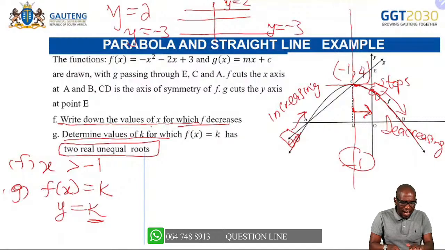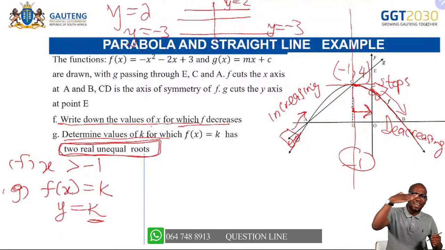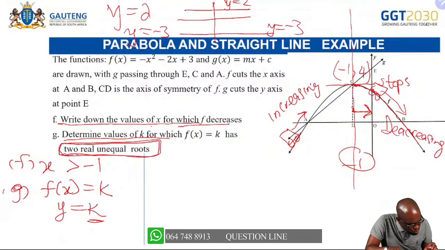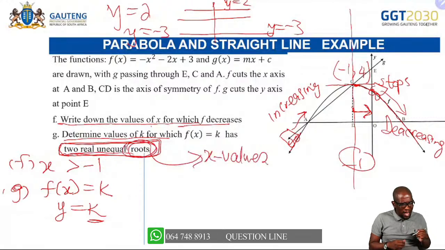We subject that line to this graph and see where these conditions would be met, where we would have two real and unequal roots. So you are going to move a horizontal line on the graph. Just like you draw any line y equals 2, you're going to draw a line y equals k, where k is unknown. You check with that line. This line must give you two real and unequal roots. What are roots? Roots are x values.